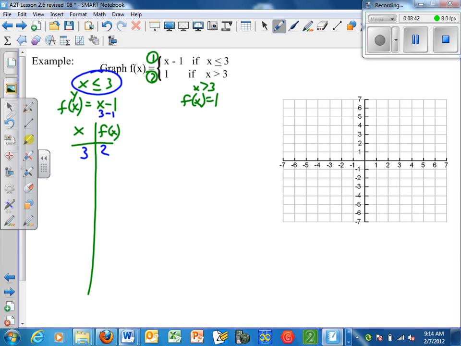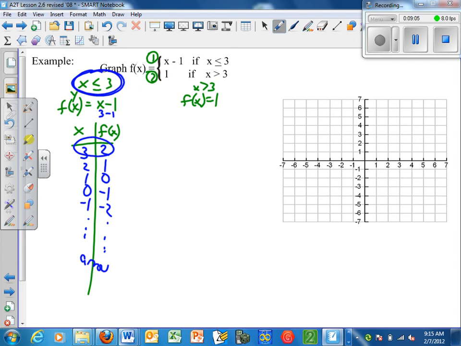Okay, but I want to go smaller than 3 now, so I'm going to go 2. Because this says I have to pick values less than or equal to 3. If I put 2 in, 2 minus 1 is 1. If I put 1 in, 1 minus 1 is 0. If I put 0 in, negative 1. If I put negative 1 in, negative 2, and it would be so on. So we're going to need to put an arrow out in this direction.